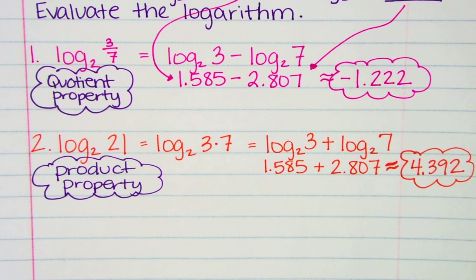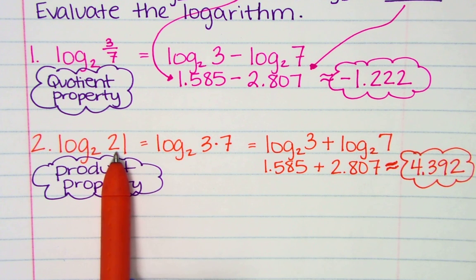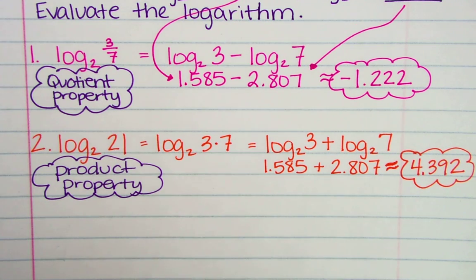There are a couple on the practice where they're going to give you a number like this, like 21. They didn't tell us that. You have to figure out how they got 21. Did they multiply? Product. Did they divide? Quotient. Or did they use a power with an exponent? Still with me? All right.